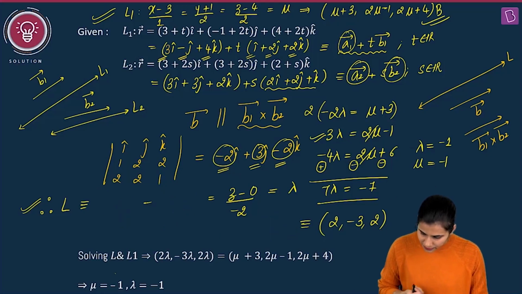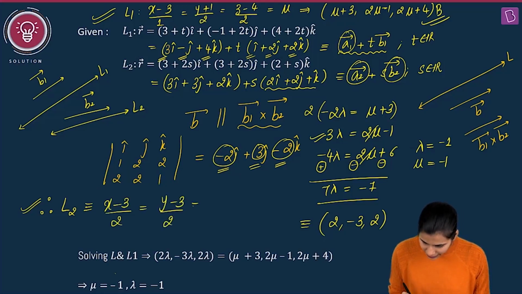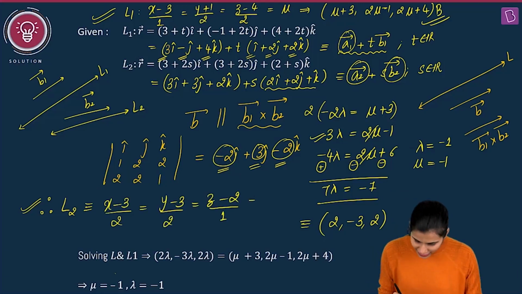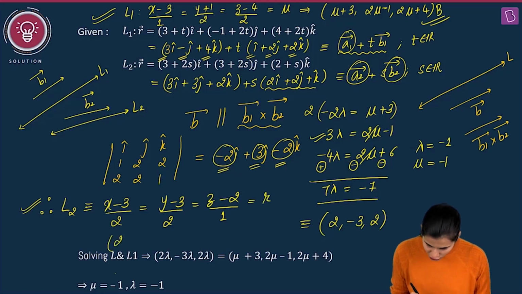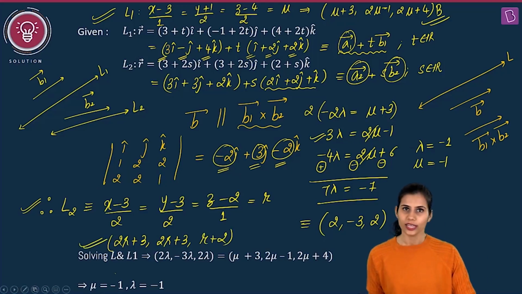So in the Cartesian form, how will your L2 look like? Let me write it here. How will your L2 look like in the Cartesian form? X minus x1 upon A equals y minus y1 upon B equals z minus z1 upon C. Okay, equate this with, let's say, R. Then x will be 2r plus 3, y will be 2r plus 3, z will be r plus 2. This is how a general point sitting on L2 will look like.